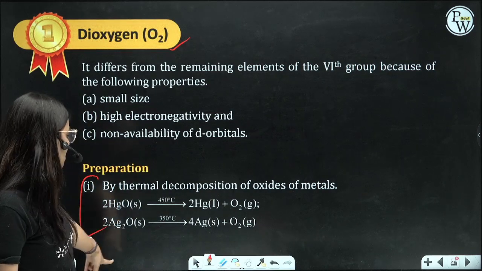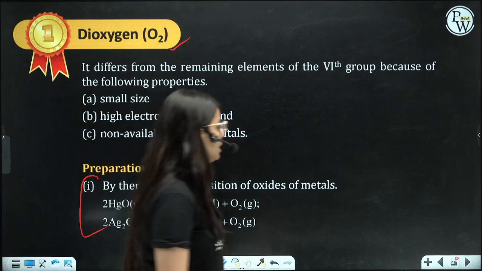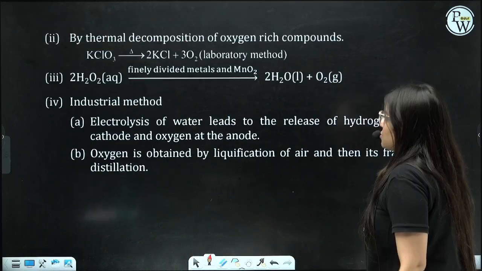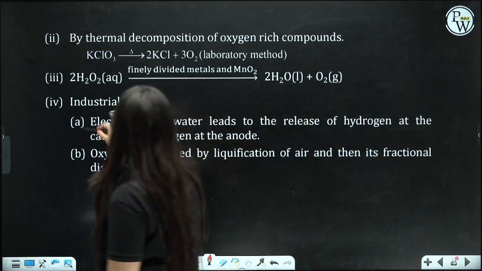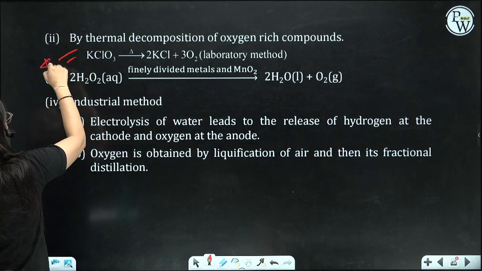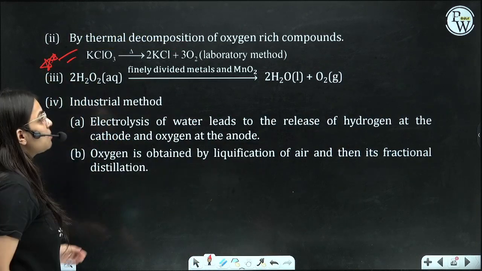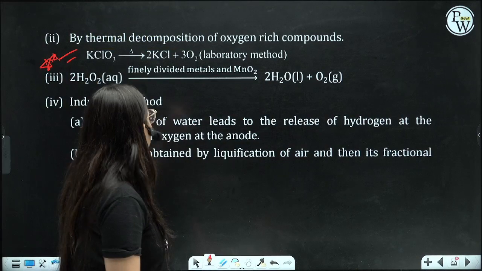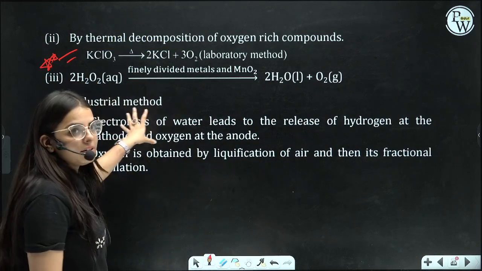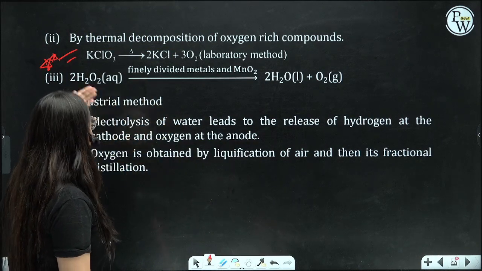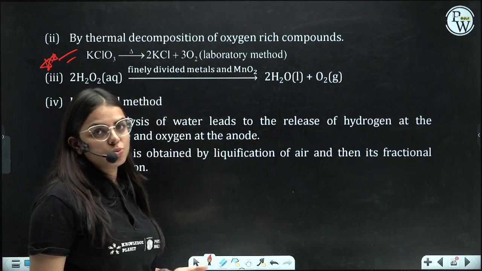If you decompose them, you are going to get pure O2. Clear, everyone? Pure dioxygen. There are more reactions. Now, this reaction is very, very important. You can put 3 stars, 5 stars. By thermal decomposition of oxygen-rich compounds, KClO3 when heated will give you KCl plus O2. H2O2 when heated will give you H2O plus O2.